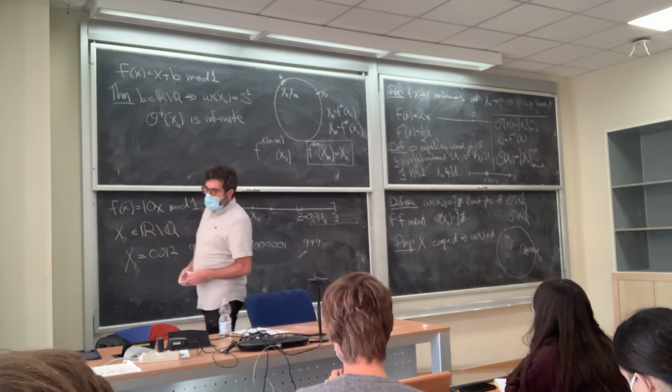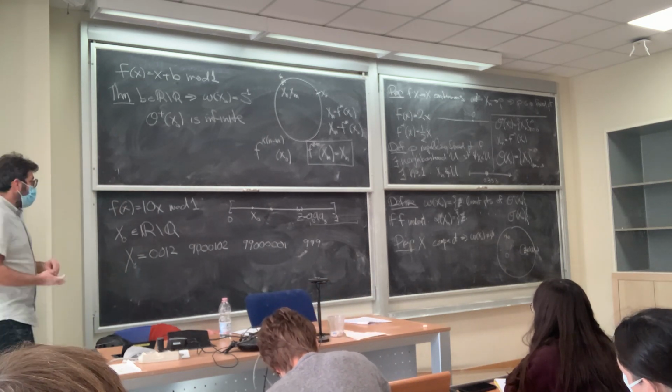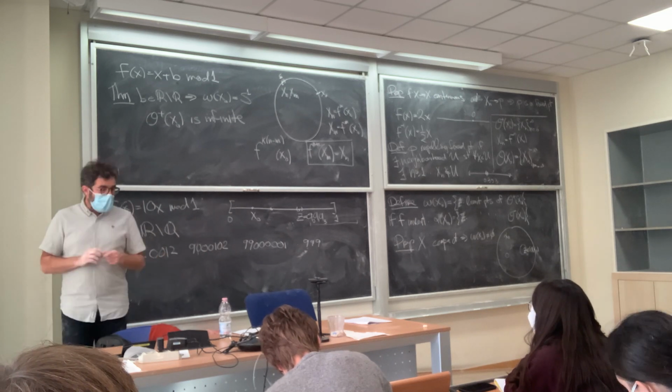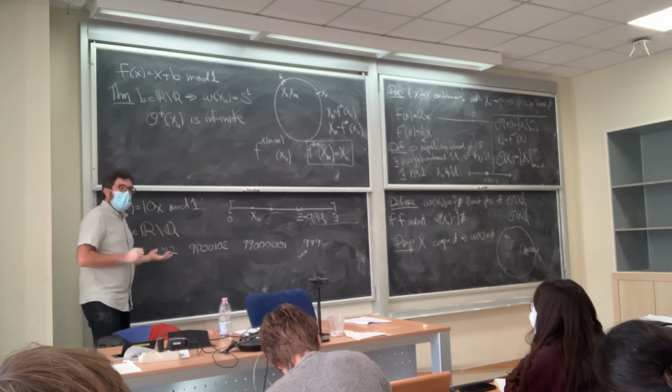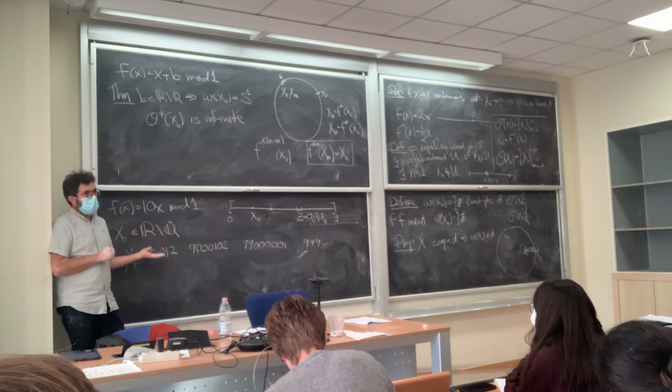So you can play around. This map is nice because you can really explicitly play around with all kinds of things. So how many points are there with dense orbits? Here we've constructed 1, but how many can we construct?